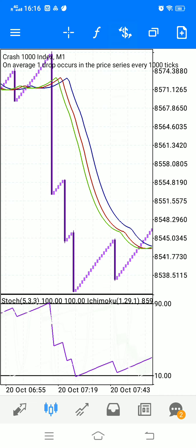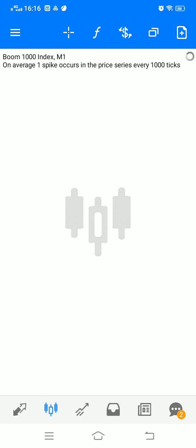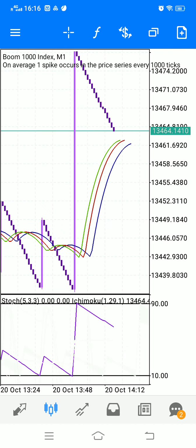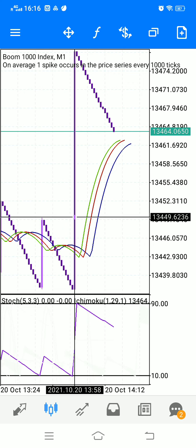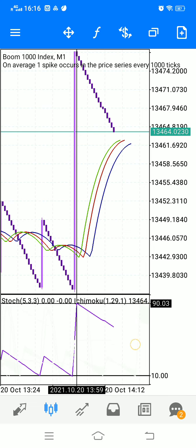So let's just test the pair. Let's say Boom 1000, for example. Let's check Boom 1000. In Boom 1000, we will be selling. So this is a perfect example, right? The Ichimoku reached level 90 after a spike.